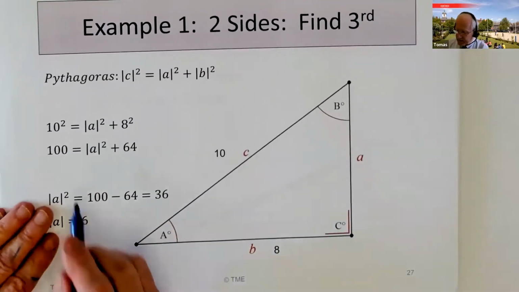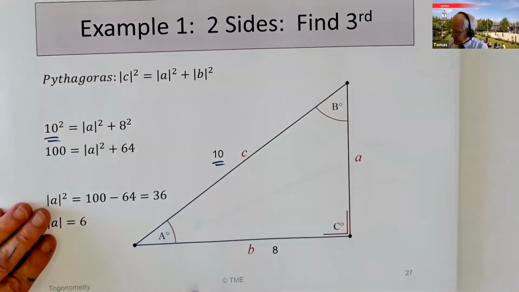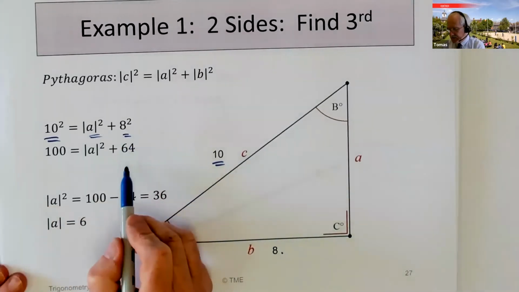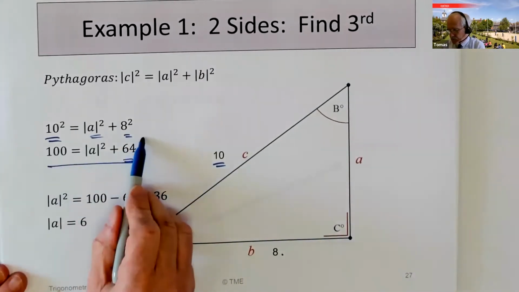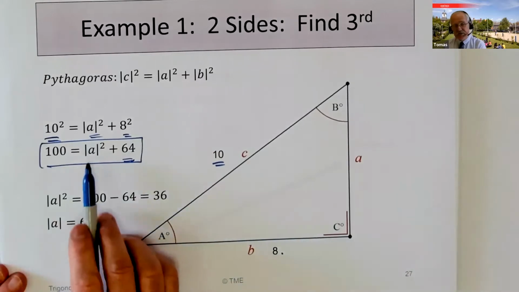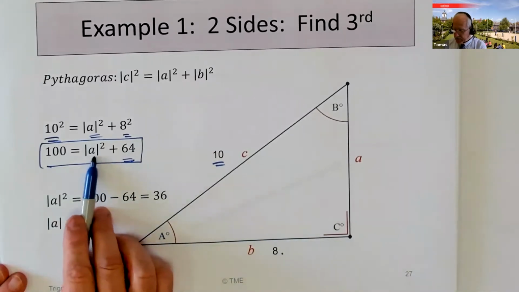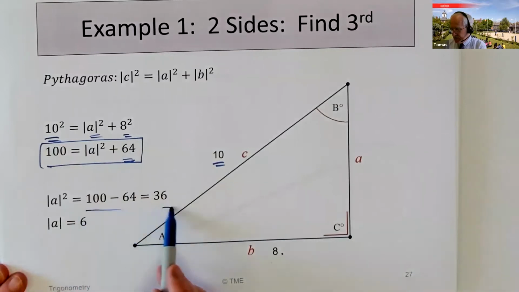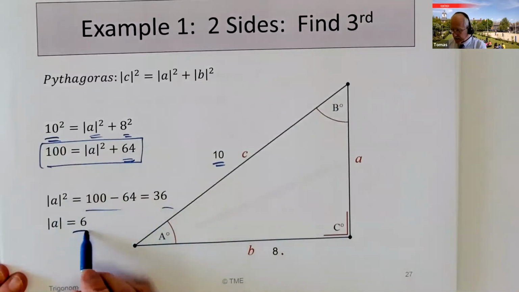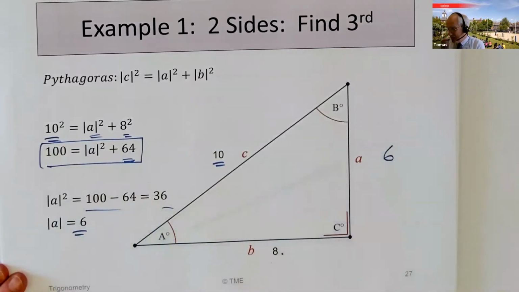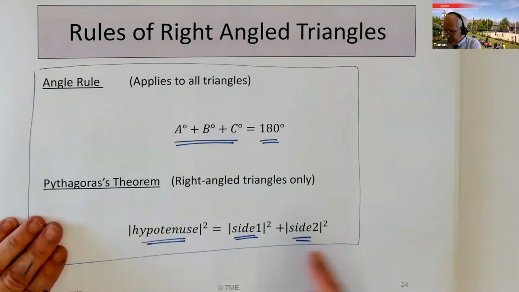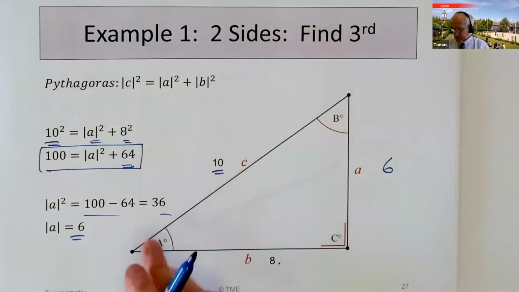So I can get 10 squared, the hypotenuse, is a squared plus 8 squared. 8 squared is 64. So 100 is a squared plus 64. I can tidy this up and say a squared is equal to 100 minus 64. And that's 36. And I get the square root, a is 6. So that's that question done. What did I do? They asked a question, I looked at the tools that I had, I found out which one worked, I plugged it in, and I got the answer.